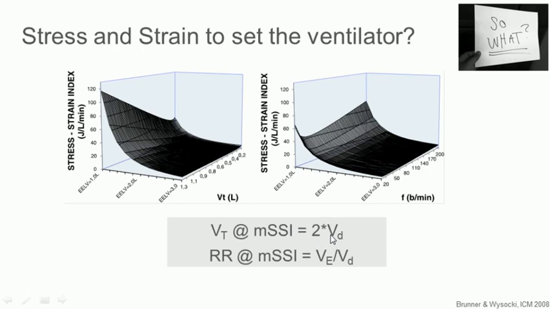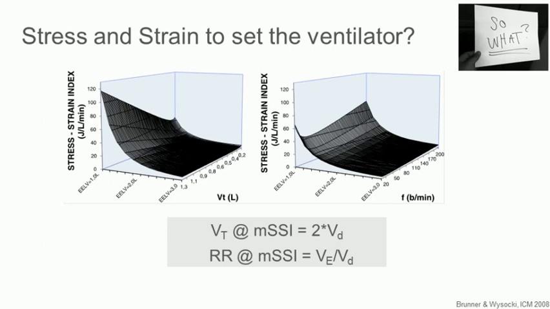So in short, this is just computation. So again, a lot of question marks, we need some clinical validations. But somehow, if we are able to ventilate our patients with 2 times the dead space, probably we are in a position to minimize the stress and the strain.